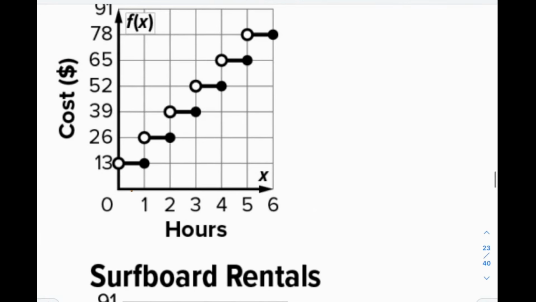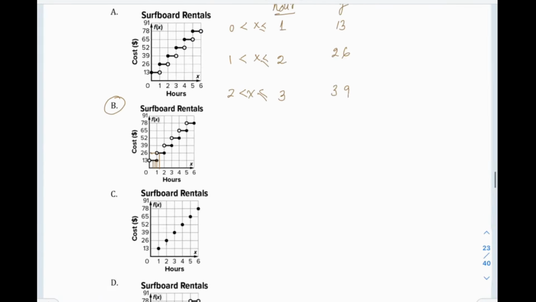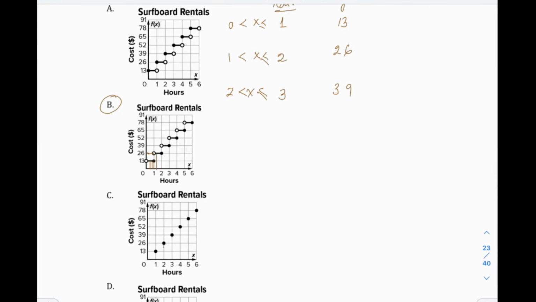For example, for half an hour, he will pay 13. For 40 minutes, he will pay 13. For 1 hour, 13. For 1 hour and 10 minutes, he will go here and he will pay 26. So this is making sense, and we will choose B.